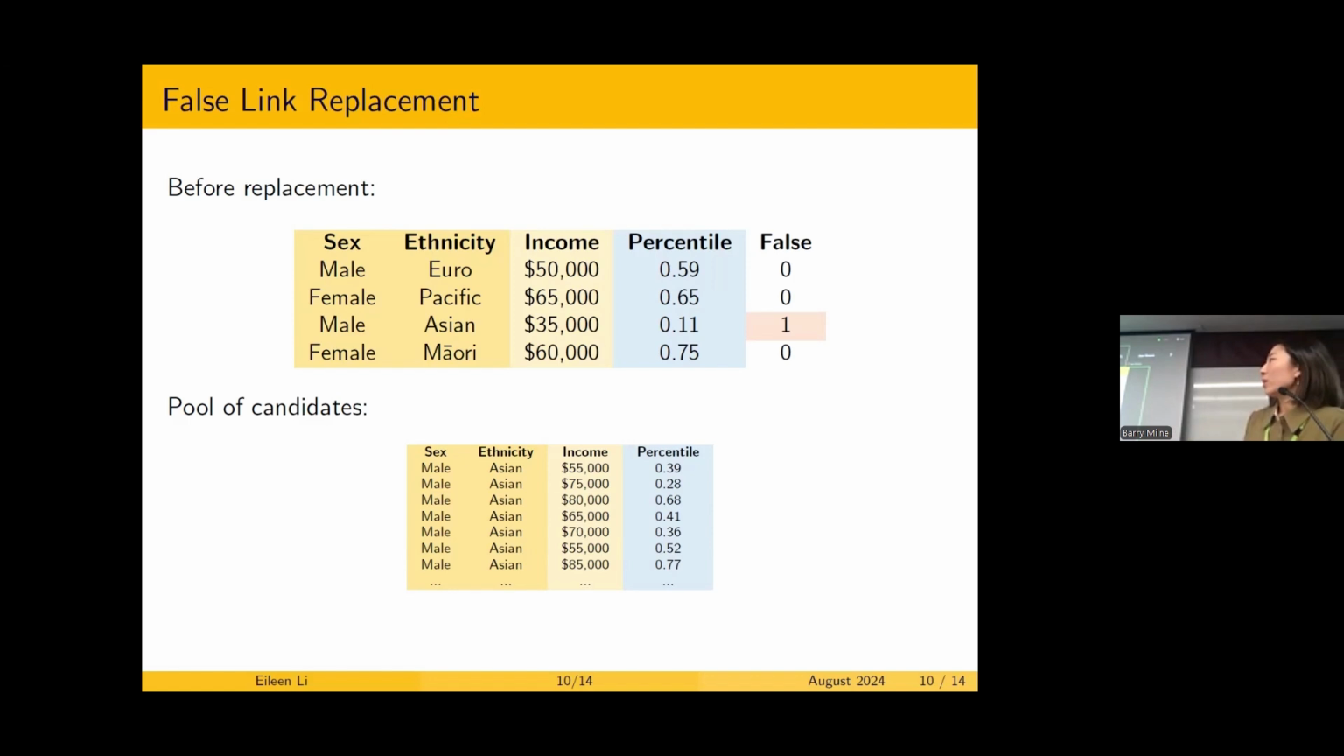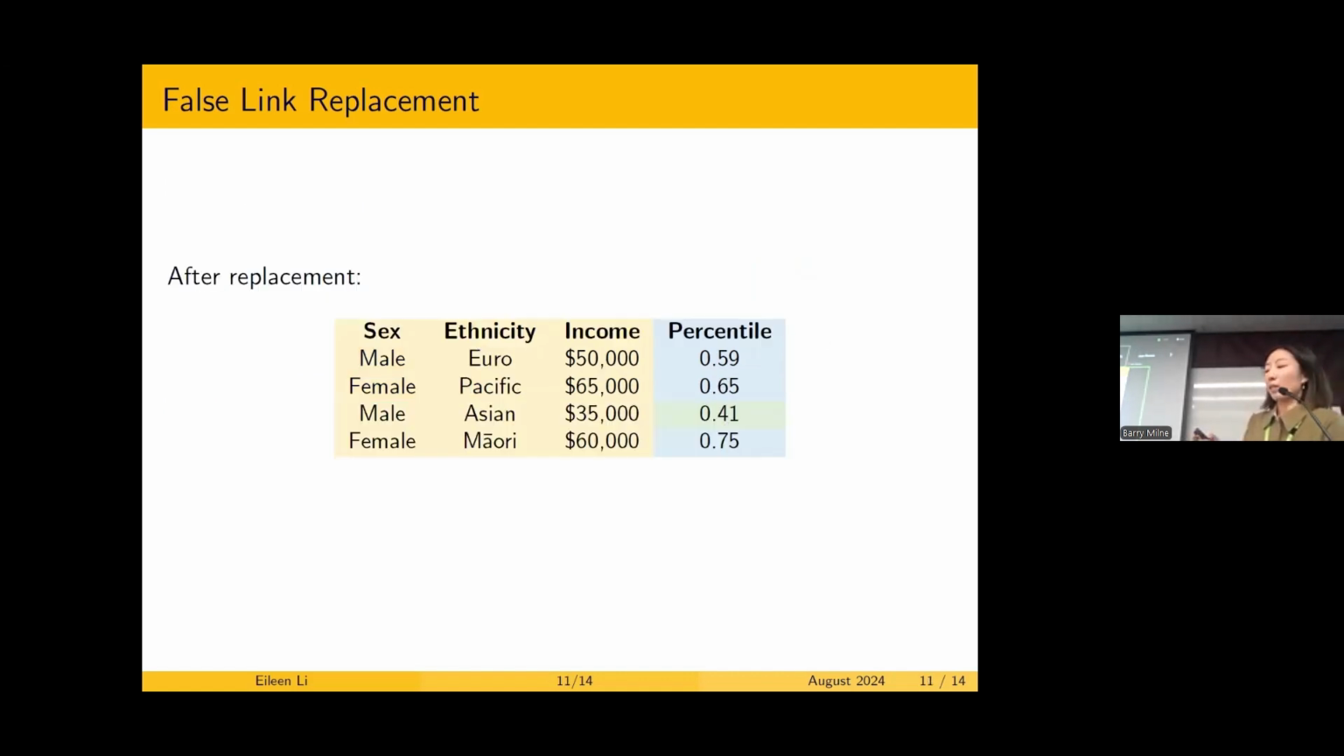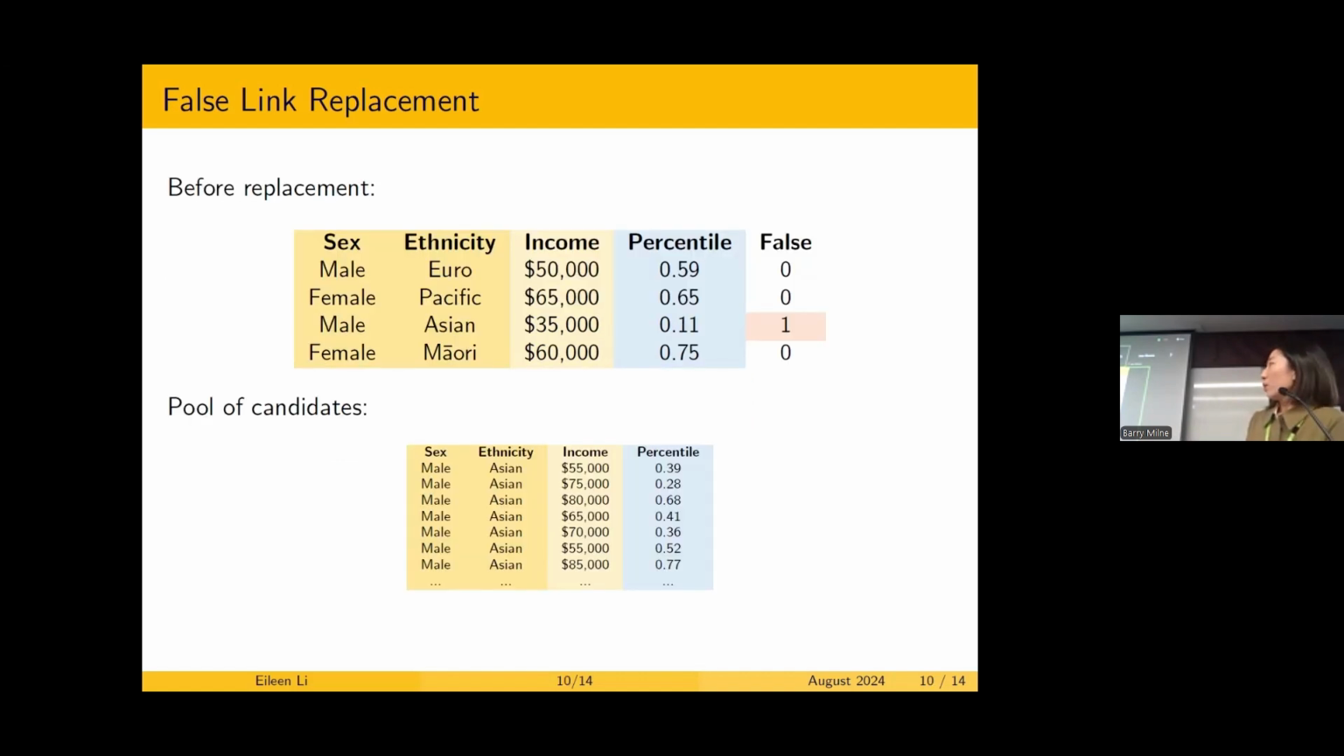I have a pool of candidates who share similar characteristics as my false record here. See, they're all male Asian. What I'm going to do is, in this pool of candidates, randomly select an outcome to replace this person's outcome. Therefore, in the replaced dataset, I had 0.11, and now I have 0.41. I randomly selected 0.41 to replace 0.11. In the next run, because this is a random process, every time I make a selection, it's going to pick a different outcome value.